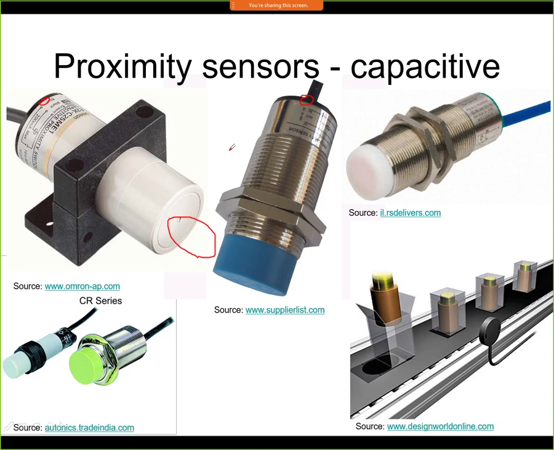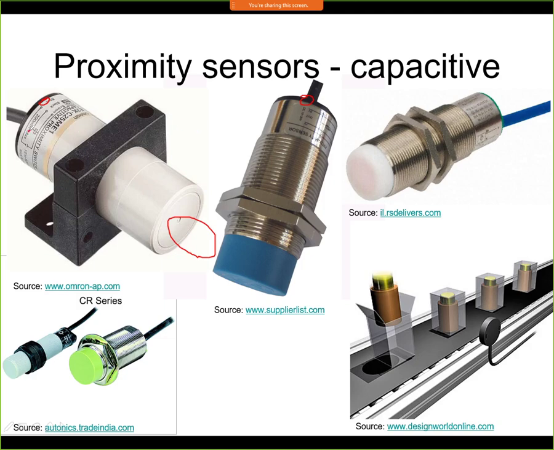Now some sensors are NPN, some sensors are PNP. We can see the connection here. So here we can see that this is the brown wire, this is the plus voltage, this will be my output signal, and here we'll have the minus voltage. And again, it will be in most cases powered with a voltage between 9 and 36 volts, which is the standard industrial range for power supply voltage.